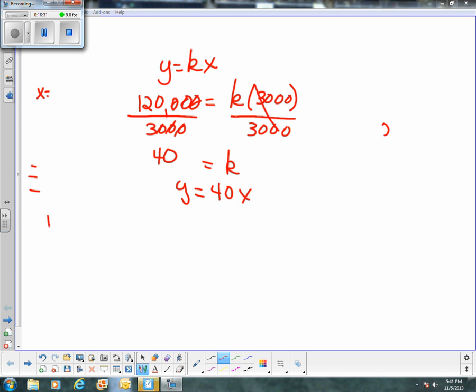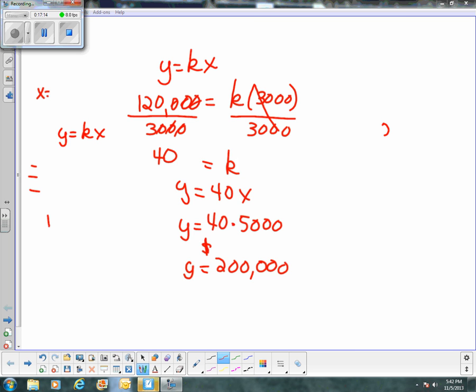Now, we want to know if they increase their budget to 5,000. So we're going to put 5,000 where the x is. So we want to solve for y here. 40 times 5,000, y equals 200,000. So the question says how much gross monthly income can they expect? They could expect $200,000.